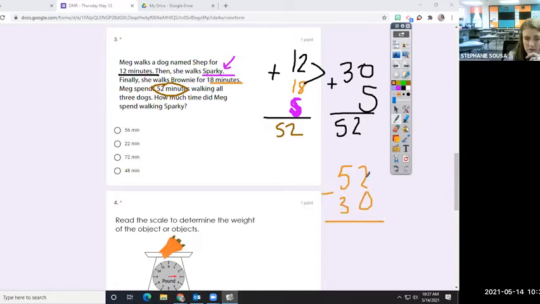52 subtract 30. 2 subtract 0 is 2, not 1. 5 tens subtract 3 tens is 2 tens. So the correct answer is 22 minutes. Sparky got to go on a 22-minute walk.